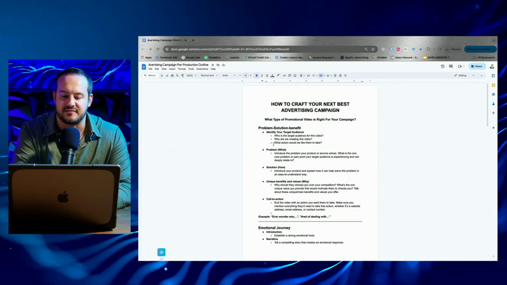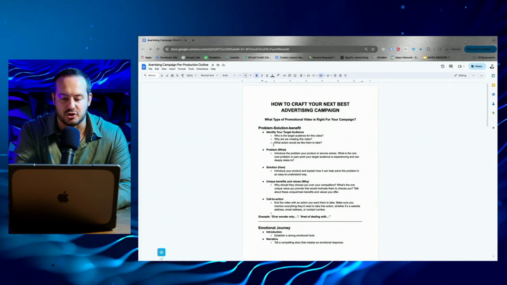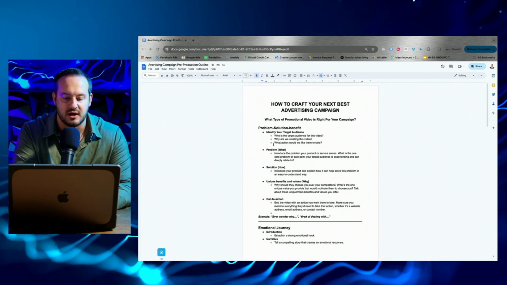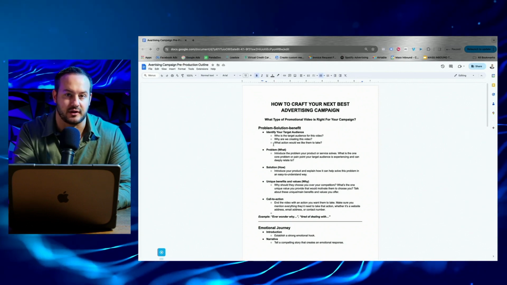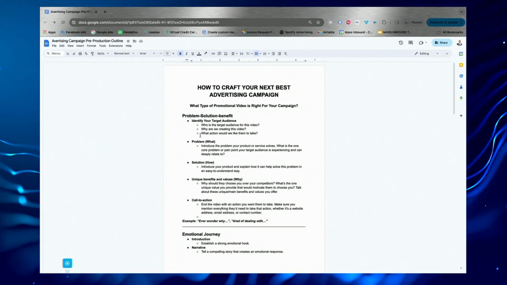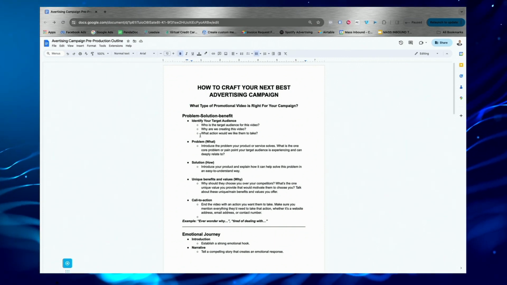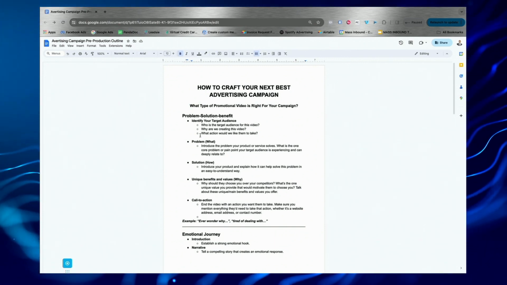What you would want to do here is think about these 5 subcategories underneath the problem, solution, benefit, promotional video or campaign structure. First, you want to identify your target audience. By knowing the audience, you'll really be able to understand what their problem is. Who is the target audience for the video? Why are we creating this video? And what action would we like them to take at the end? What is the call to action?